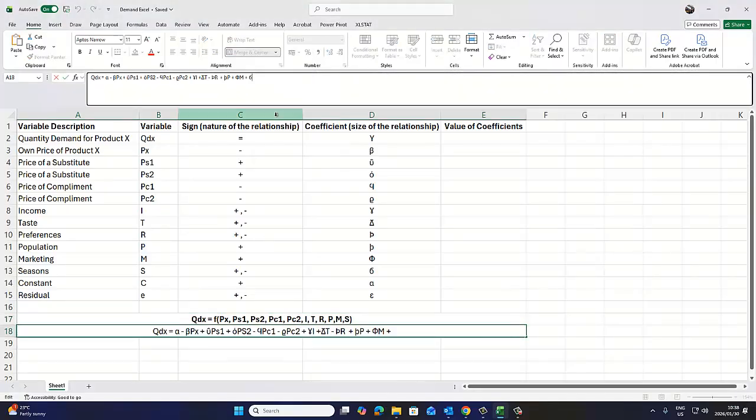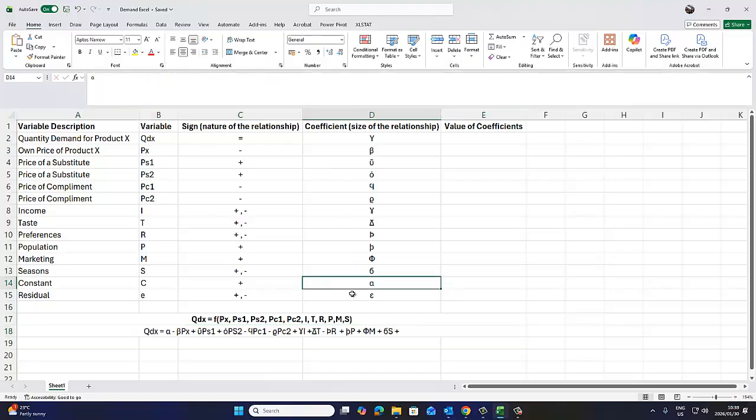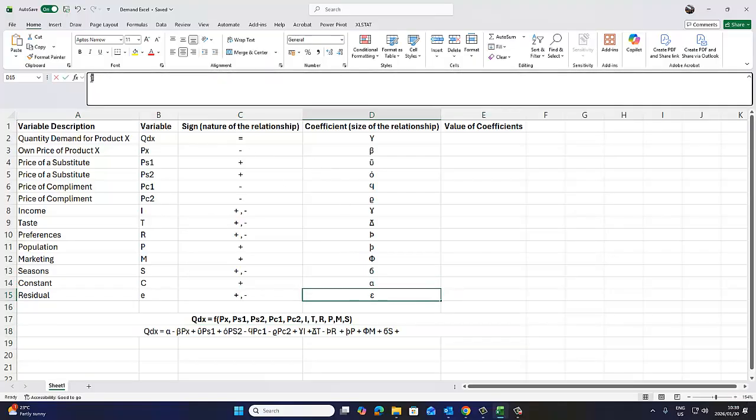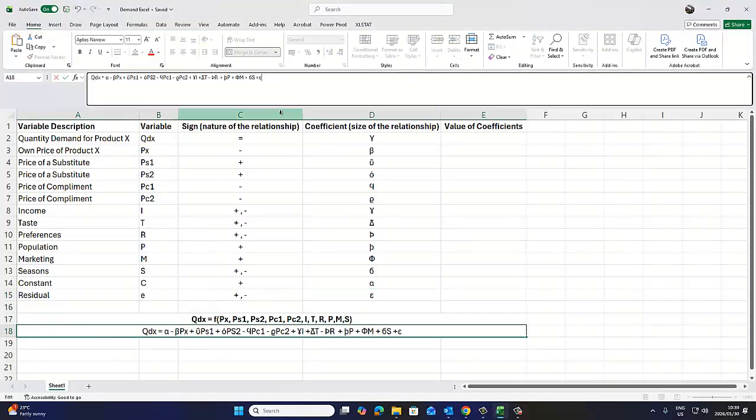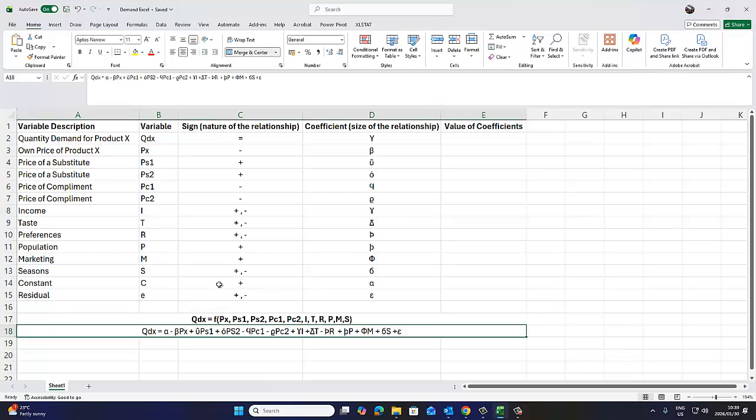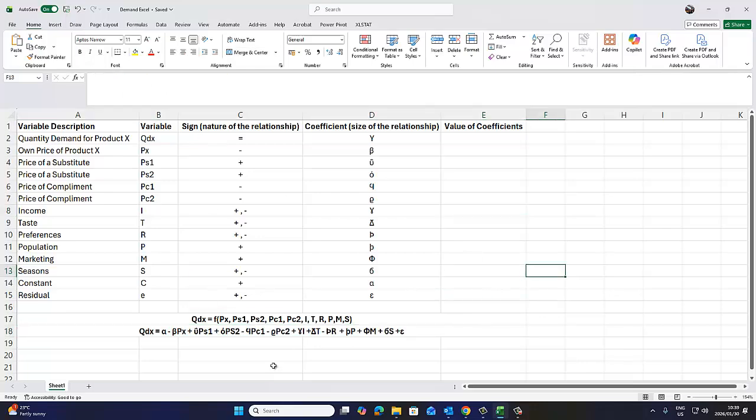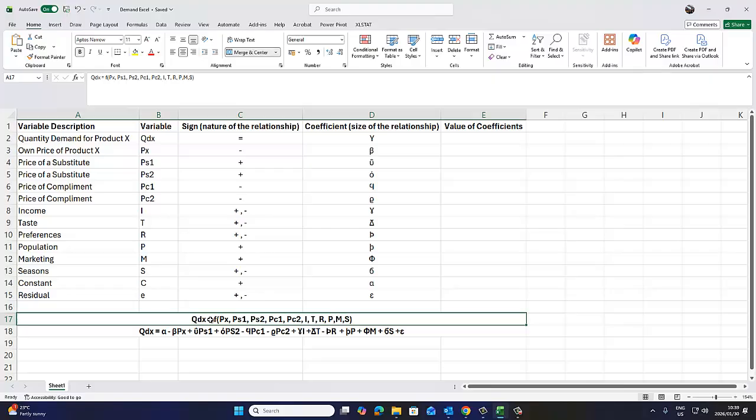It's positive for seasons, and that's S. We've got a constant, and then plus our error term. I say that could be negative, but we just assume it's positive. And we make it bold. Okay, so let's have a look. So that's my function, just listing all the variables.